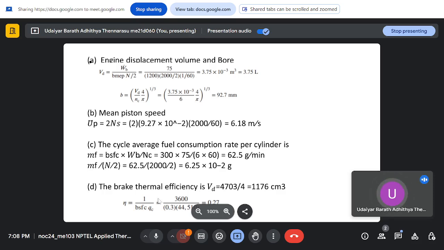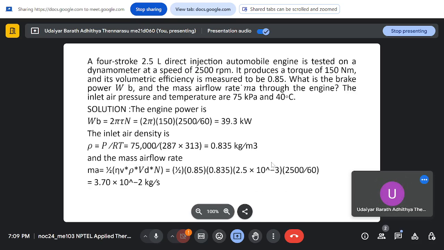So it comes out to be 0.3 by 3600. So substituting brake specific fuel consumption, the efficiency is 3600 divided by 0.3 into 44510, which is the calorific value of fuel. So efficiency is 0.27. So brake thermal efficiency is 0.27. So moving on to the next.